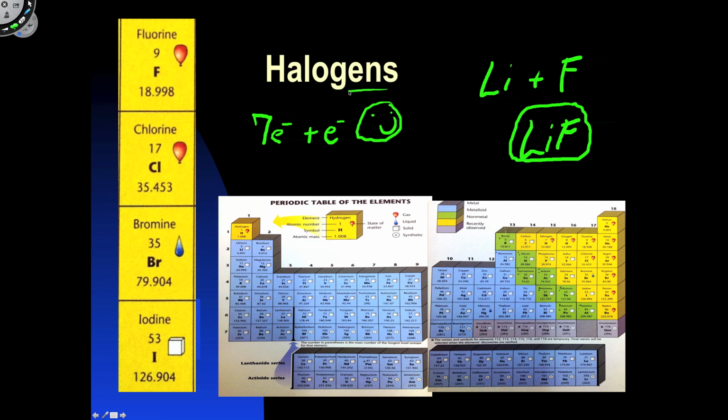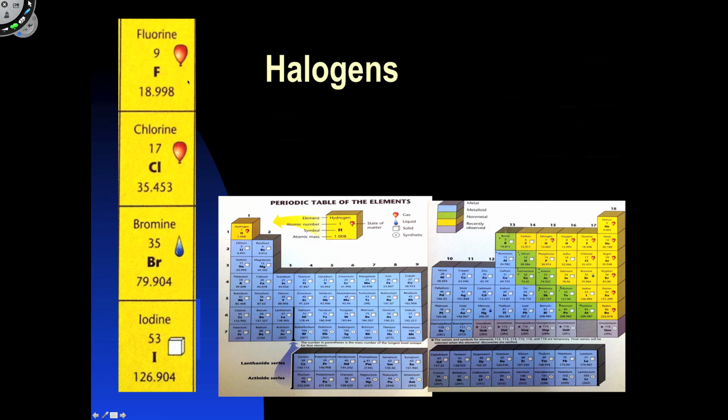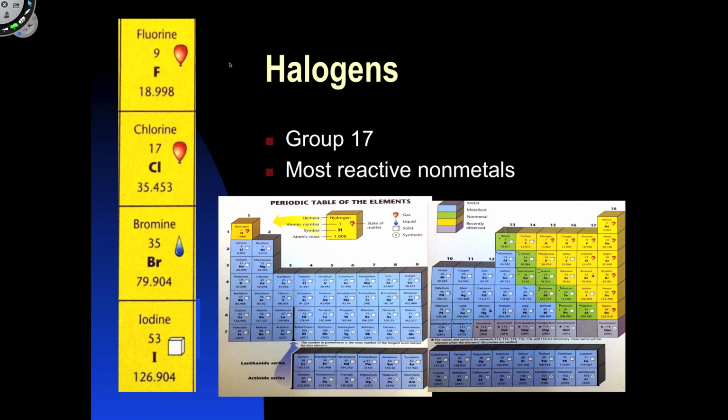Halogen bulbs, like in cars, have iodine in the filament. That's where we get the name halogen bulbs. That word halogen actually means salt former, because when they react with metals, they form salts. And of course, what we already mentioned. Group 17, most reactive nonmetals.